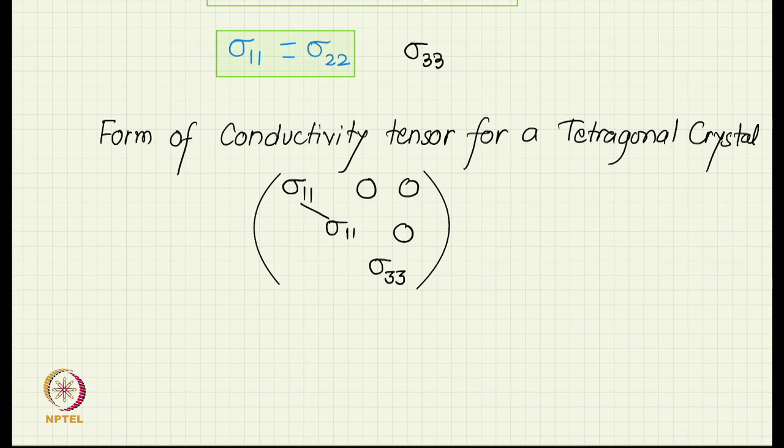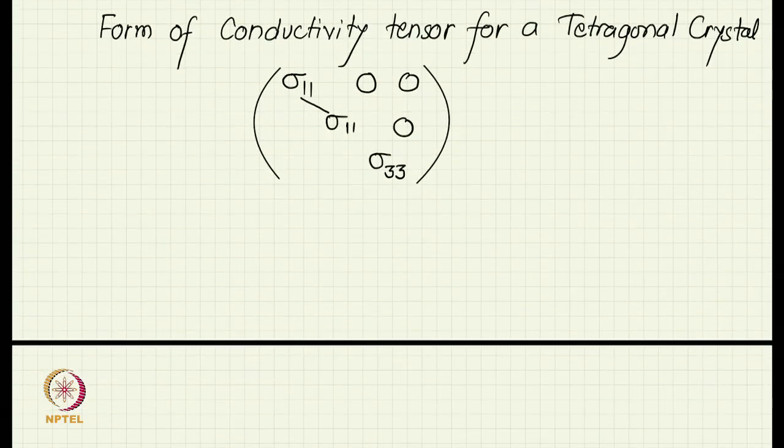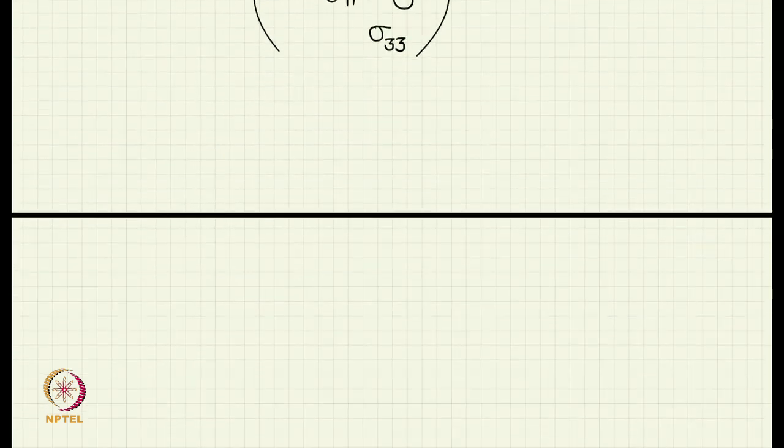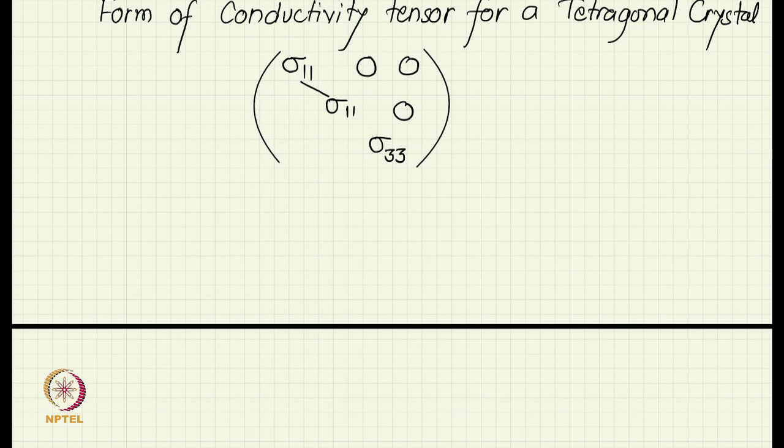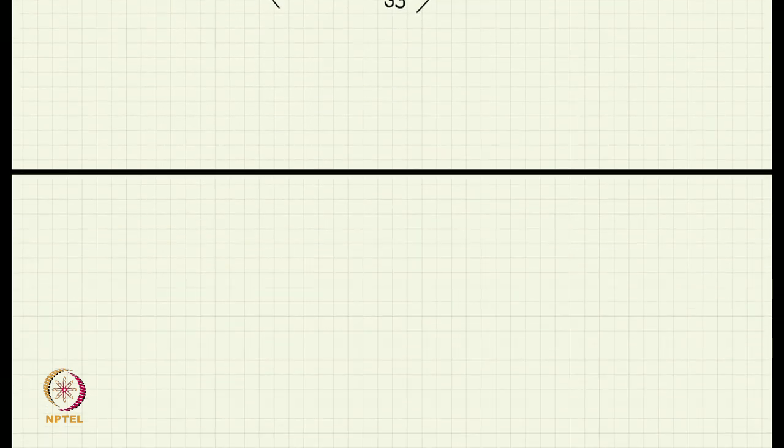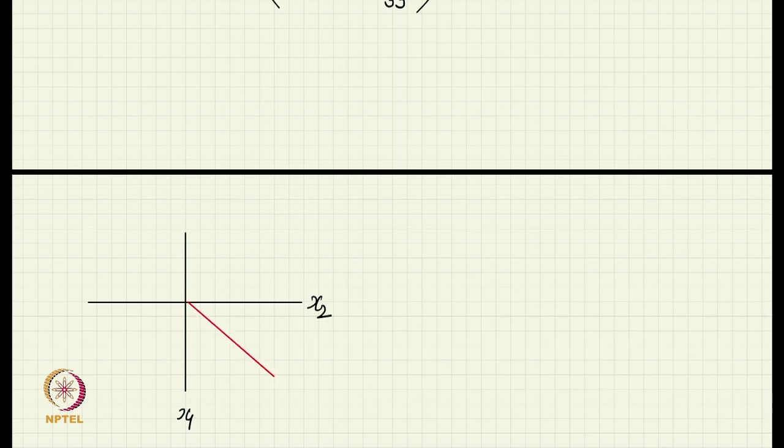Now, once we have established this, just one more extension of this analysis: we want to find out what is the electrical conductivity in any direction in the plane. Now, 1 1 and 2 2 are equal, that we have established. So, x 1 and x 2, these two are equal, but what about a direction, let us say, going at some angle theta to the x 1 axis, what will be the electrical conductivity in this direction?